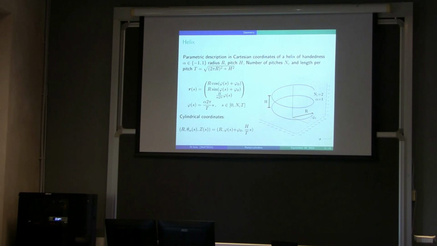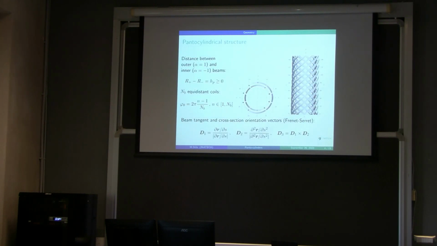It has a radius, a pitch, which is just the height per revolution, and then you can define a number of pitches, and also get the length of the fiber per pitch. In Cartesian coordinates, the parametric description looks something like this. We have this parameter S, which just goes from 0 to the length of the helix. And of course we can also describe it very easily in cylindrical coordinates.